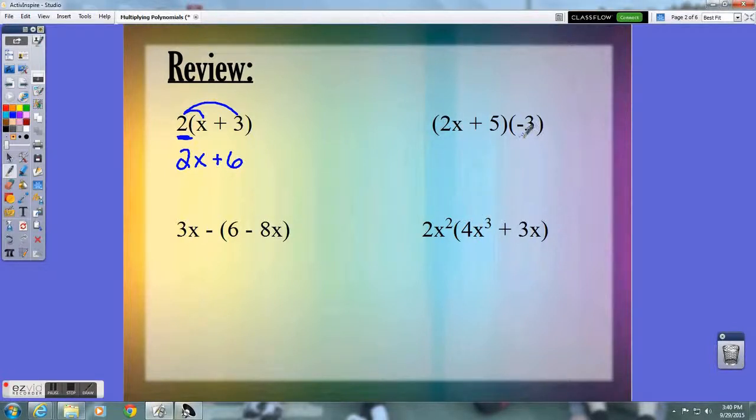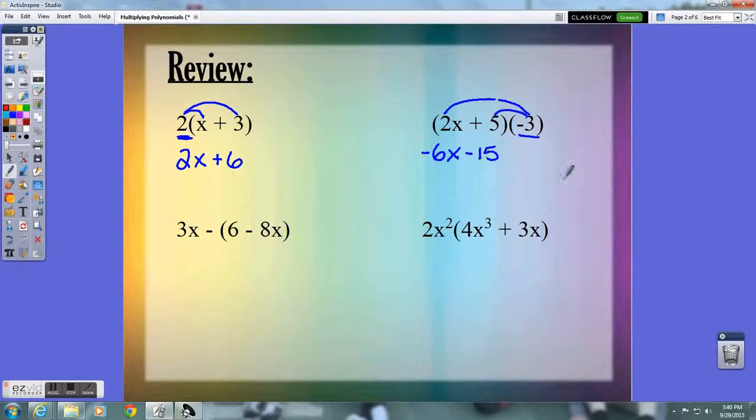For the next example, negative 3 is a number that we'll be distributing, so we're going to distribute this backwards. So negative 3 times 2x is negative 6x, and negative 3 times 5 is negative 15. Now you have to make sure that you don't do plus a negative 15. It should just be a minus 15.